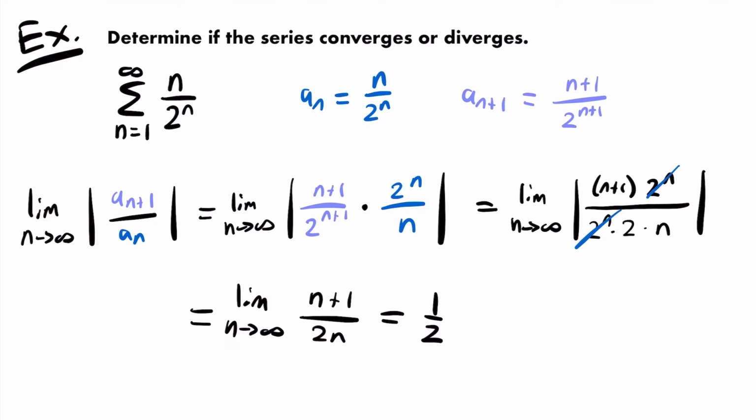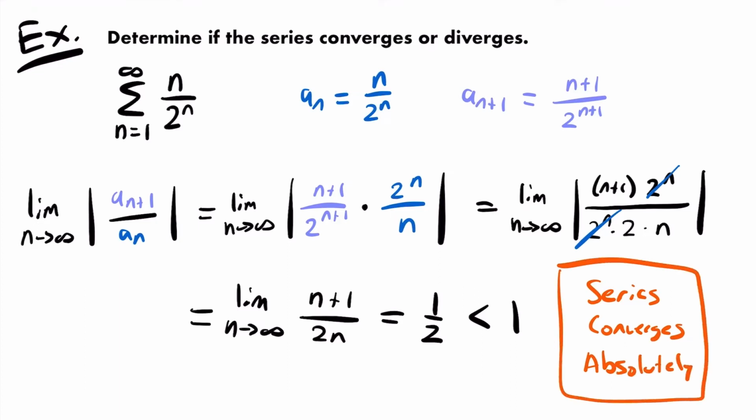All right, and now 1/2 is less than 1, which means that from the ratio test, we can conclude that this series converges absolutely. All right, and so we can say that our series converges absolutely. That is the final answer for this example. Since the limit of the ratio between a sub n plus 1 and a sub n is less than 1, we know for a fact that our series converges absolutely. Let's look at another example.